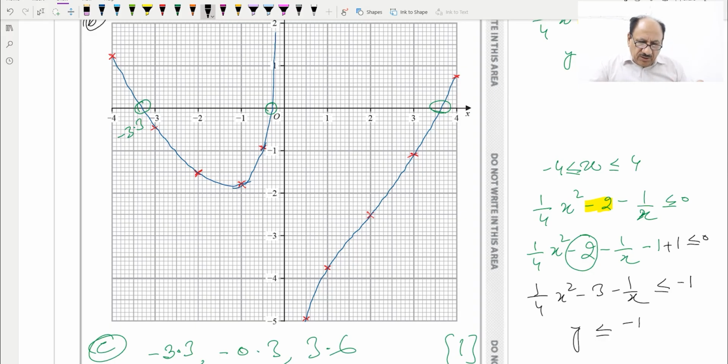So if we draw the line y is equal to minus 1, I'll try to draw it thick so that you can understand. Otherwise I will draw the normal line, because maybe you are confused. So this one is the line y is equal to minus 1, and we can identify the points. These are the points.